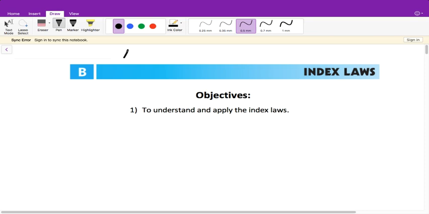All right, so now we're moving on to day 2 of section B, and we're still doing index laws, with the exact same objectives: to understand and to apply the index laws. We've already gone through 4 of them. We're going to go through a couple more today, and in today's video, we're going to apply multiple of them together at the end.